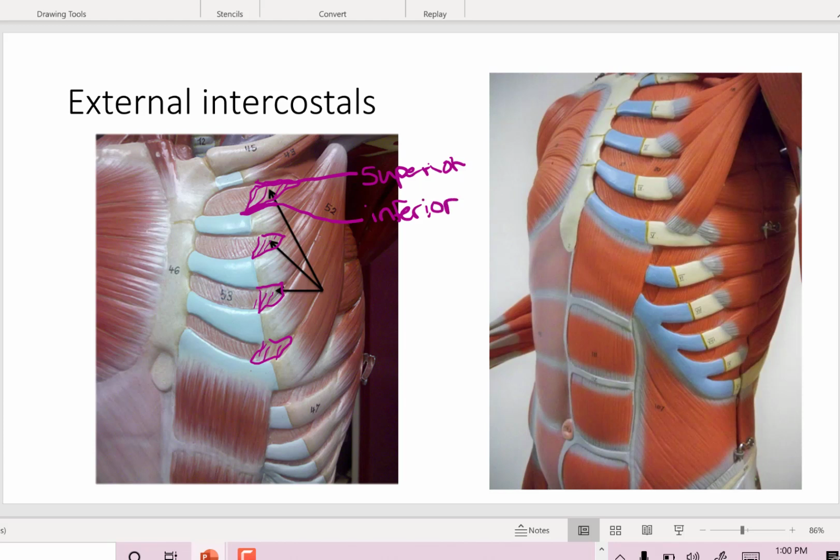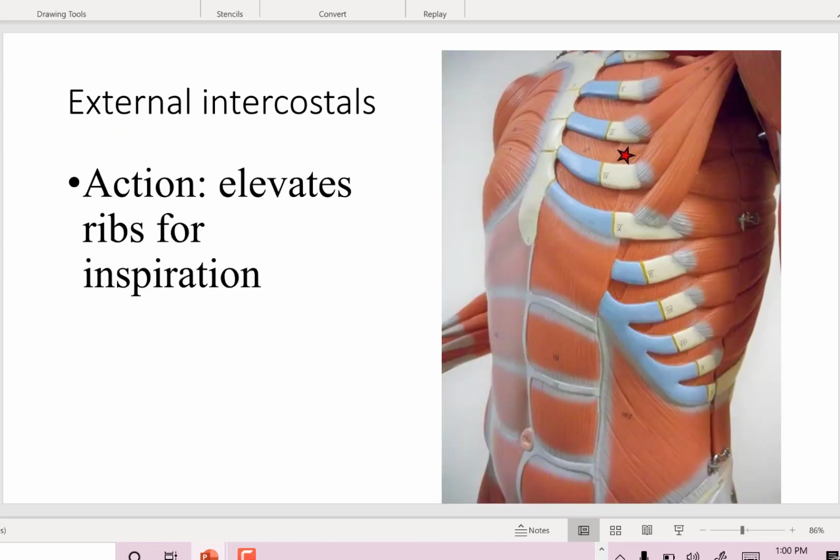And because the insertions are always pulled towards origins, this muscle has the actions of elevating your ribs. They are going to help with breathing in, inspiration, inhaling. In fact, they are going to work along with the diaphragm, as we will see in another muscle video. So again, external intercostals, they elevate ribs for inspiration, inhalation.